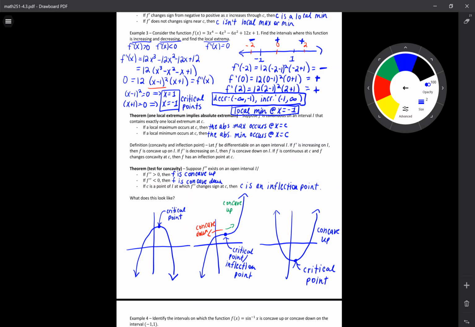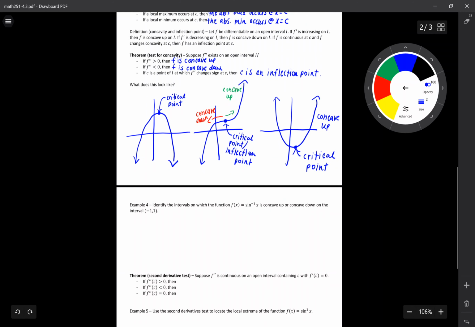All right, let's do some examples with concavity. Example 4 says, find the intervals on which the function f of x equals sine inverse of x is concave up or concave down on the interval from -1 to 1. So what does this mean? Concave up, just to remind ourselves, means that f double prime is greater than 0. Concave down means that f double prime is less than 0.